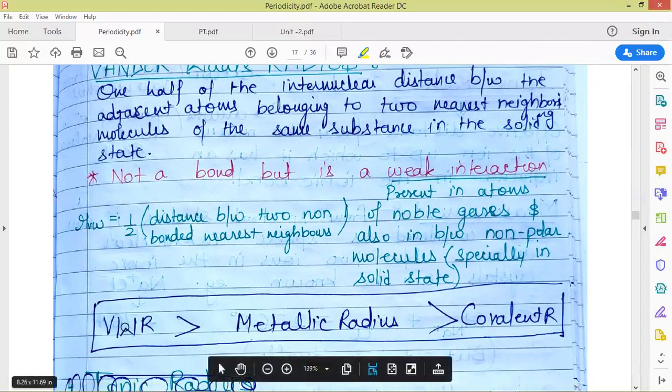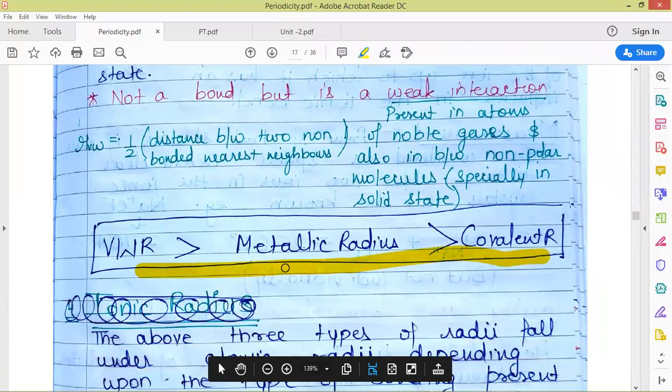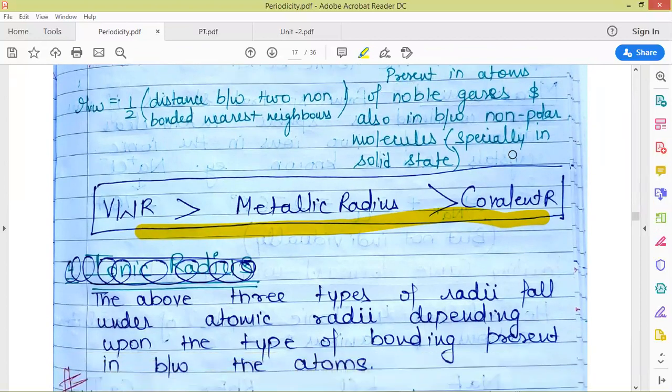Also from here, as these are weak interactions, van der Waals radius is going to be very much larger in comparison to metallic radius, which is greater than covalent radius. So this is the decreasing order of radii of different types. So this is all about atomic radii. These interactions present in atoms of noble gases and also in between any two nonpolar molecules are van der Waals interactions.